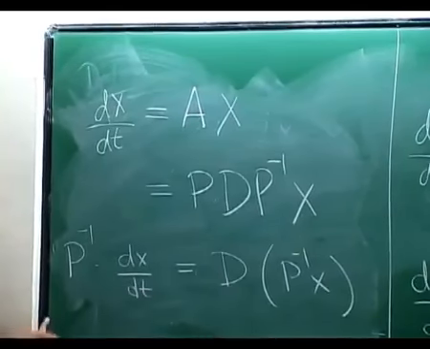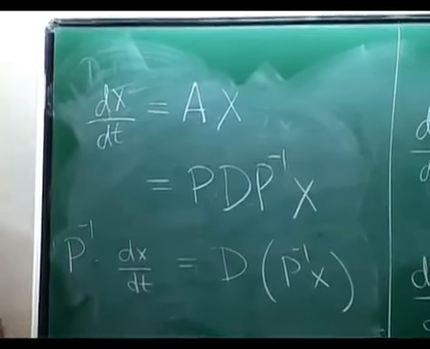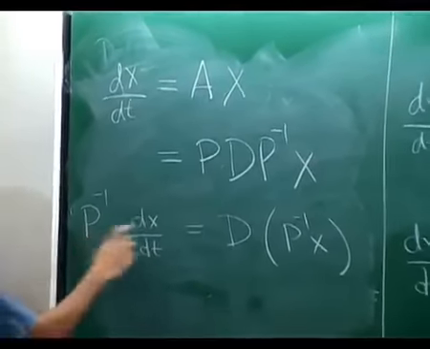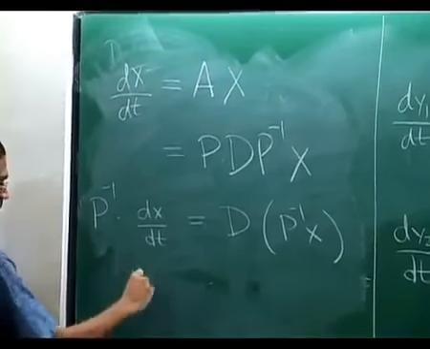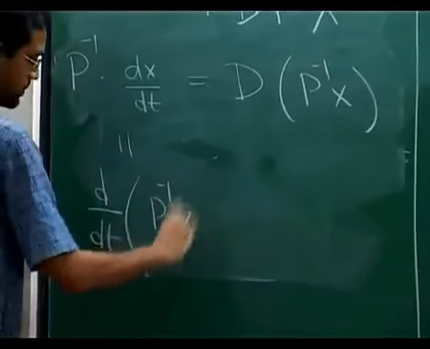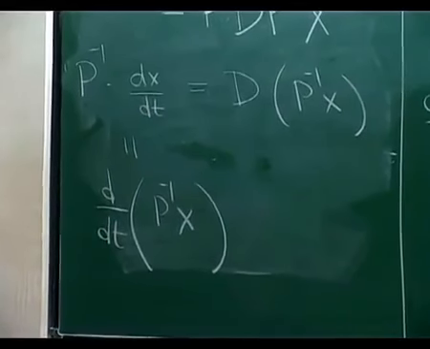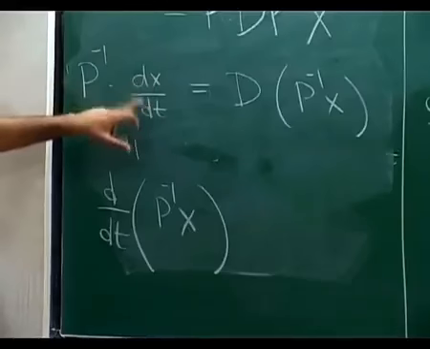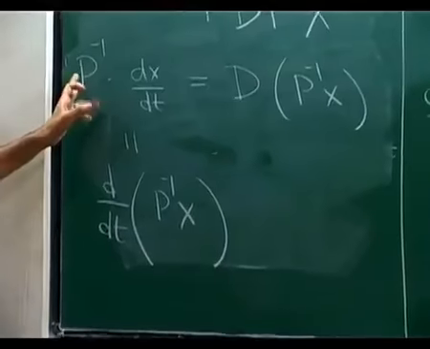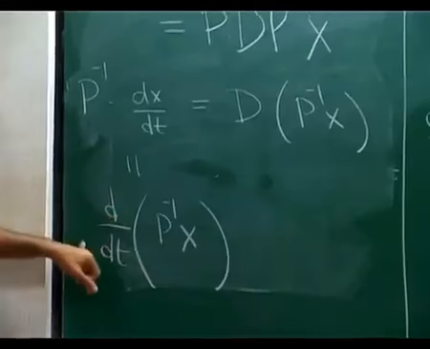Now what is here? P inverse is some 2 cross 2 matrix. dx/dt is just a column vector with dx1/dt, dx2/dt. But the left hand side I claim is the same as you first do P inverse x. I am saying you first take the derivative of x and then you multiply by P inverse, but this is the same thing as first taking x, multiplying it by P inverse and then doing differentiation.